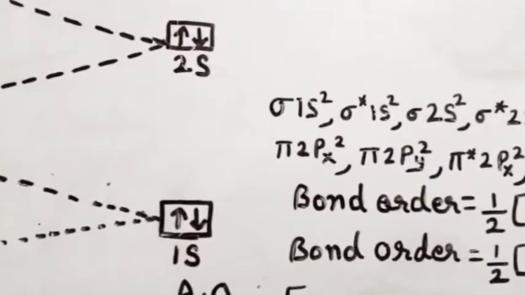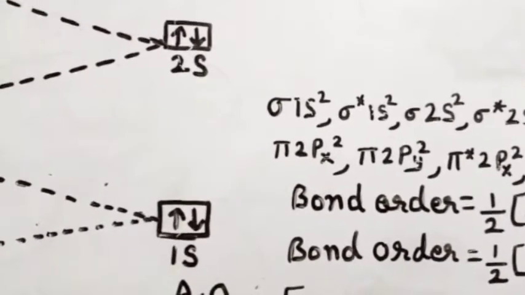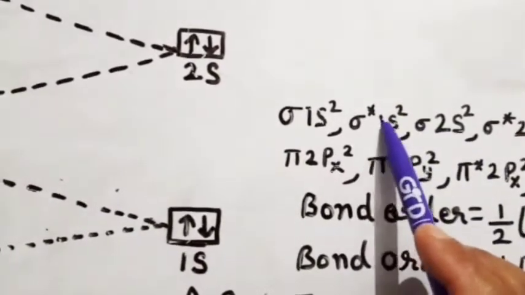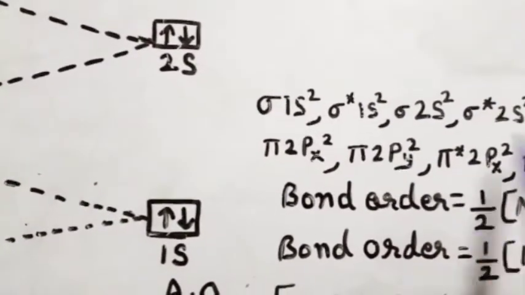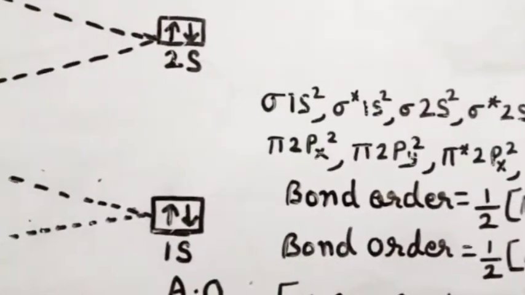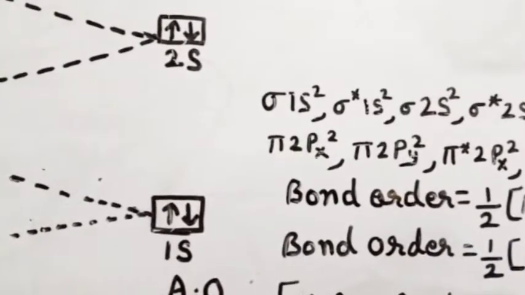Now again we will see how many electrons are present in Na. Na means anti-bonding molecular orbitals, with the sign of a star: 2, 4, 6, 8 and 10. So we will write here 10. When we solve this, the answer will be 0.